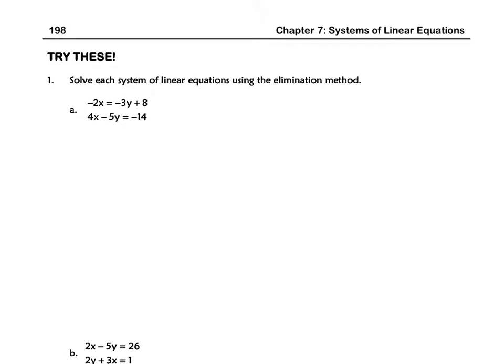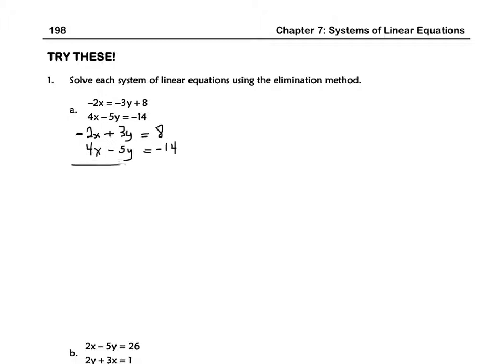Okay, so the first example here, they're not lined up properly. So we have to first do that. So I'm going to put x's first, then the y. So the negative 3y would come back over to the left-hand side of the equation. So that would become plus 3y equals 8, which doesn't move, so it stays positive. And the bottom one is in that order of x's first, then y's equals constant. So now the two equations are lined up, both the same way.